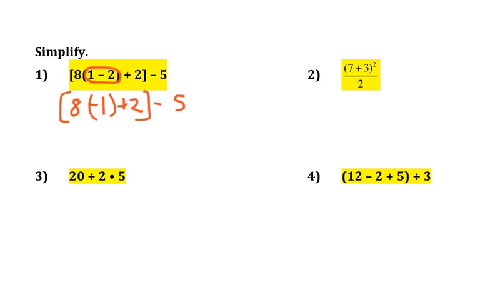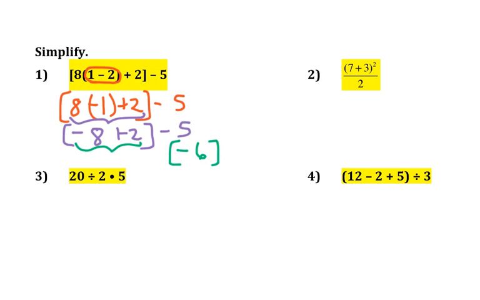So now I'm going to move out. So within the brackets, I've got 8 times negative 1 plus 2, so the multiplication is going to have to come first. Okay, now I'm ready to work on this. So negative 8 plus 2, that's negative 6. And that's still in brackets, but since the brackets aren't doing anything anymore, I don't need to write them. So negative 6 minus 5, that's the same as negative 6 plus a negative 5, and so that's going to be negative 11.